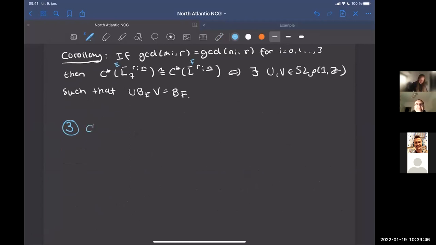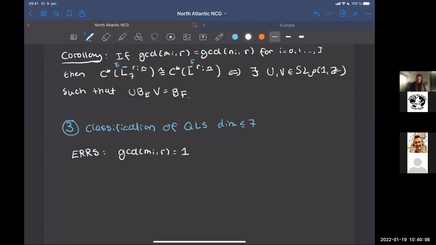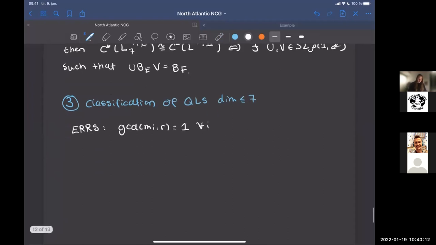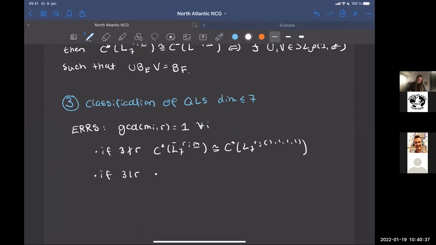Okay, so now let me, I don't have that much time, but let's look at this classification of quantum lens spaces of dimension less than or equal to 7. Let me first say that Eilers, Restorff, Ruiz, and Sørensen looked at the case where the greatest common divisor is 1 for all i. And here they proved that if 3 does not divide r, then you only have one class of these quantum lens spaces, because they are all isomorphic to the one where you have the weights 1, 1, 1, 1. And if 3 divides r, then you have two different classes of quantum lens spaces.